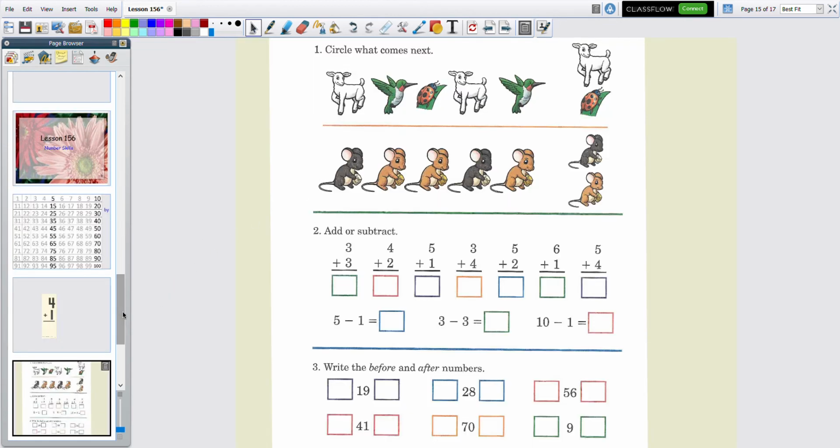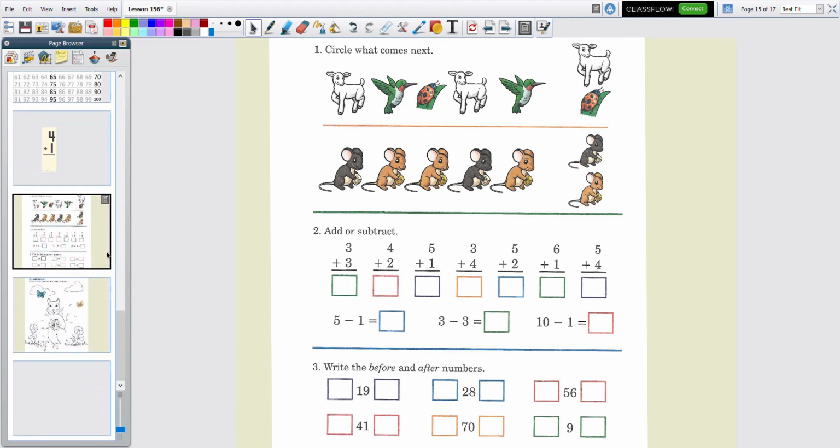I'm going to scroll down a little bit. We have 2 sides of a paper today. And so this is circle what comes next. Remember, put your name on all of these. Circle what comes next. Let's do this together. Are you ready? We've got some different pictures. We're going to choose either this one or this one. Whatever comes after the hummingbird.